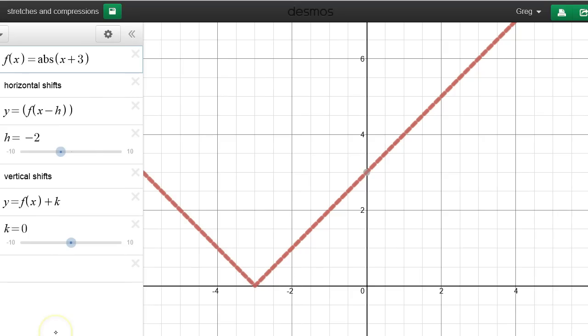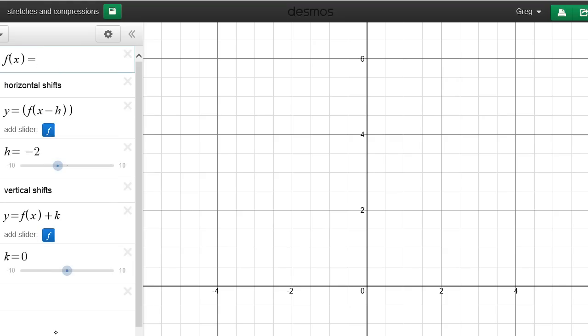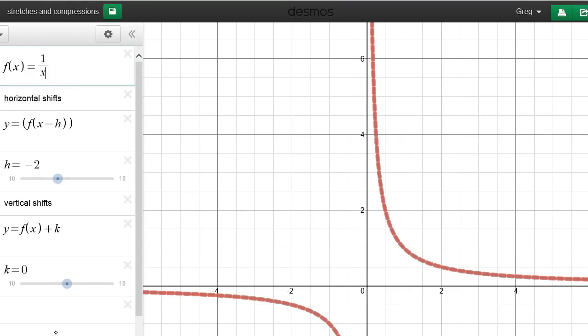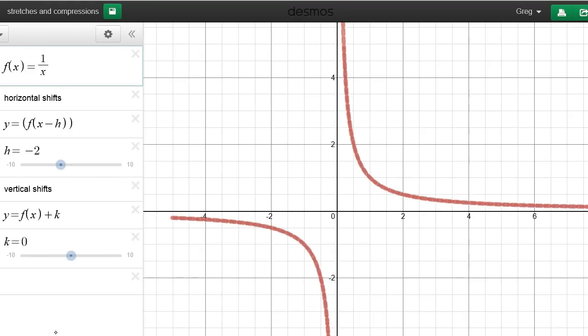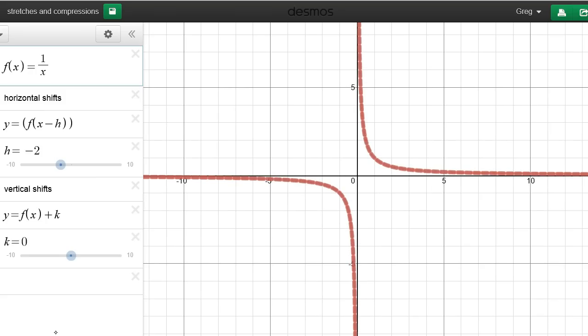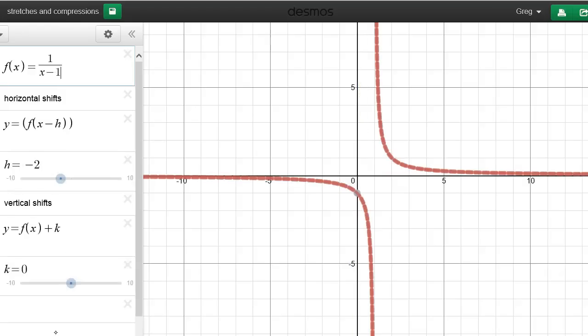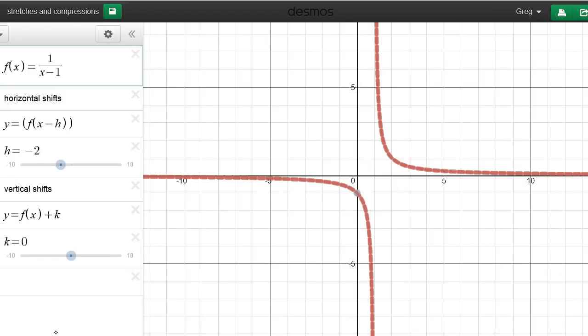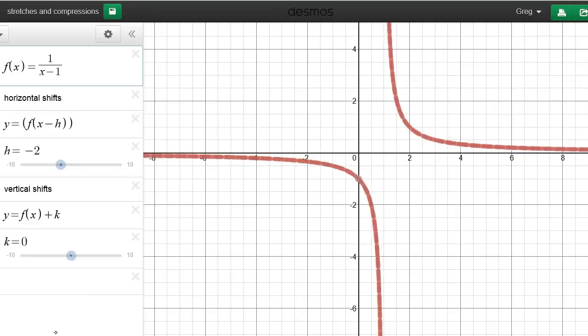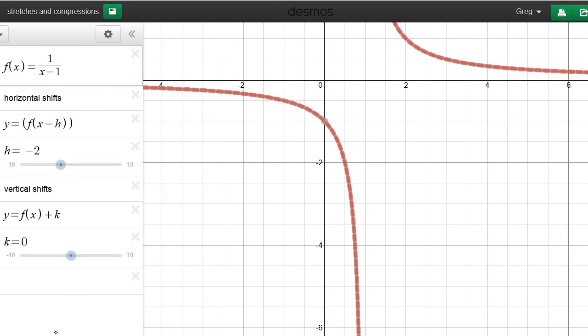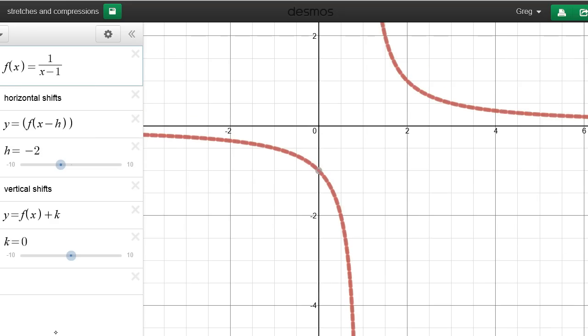So if I go over here and write 1 divided by x, there's my original function. Now if I change this, so if I say minus 1, you can see how it moved over 1 to the right. If I zoom in a little bit, you can see how this is approaching 1, but it never touches it. Right?